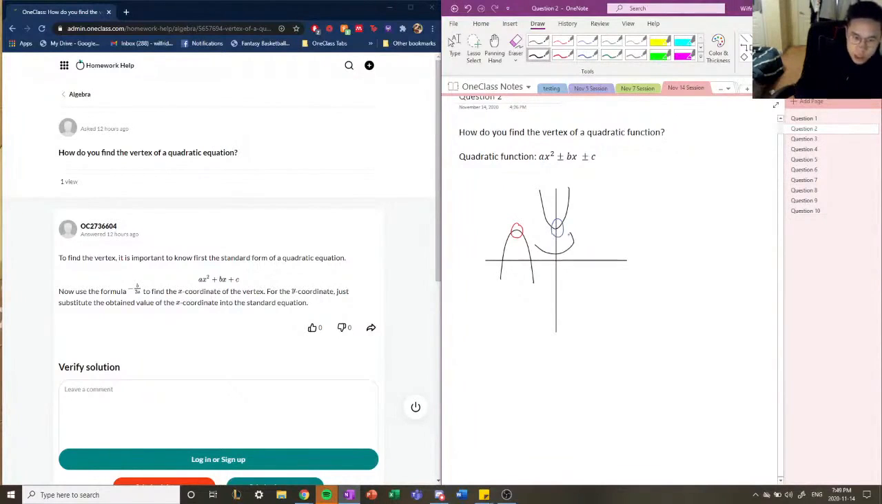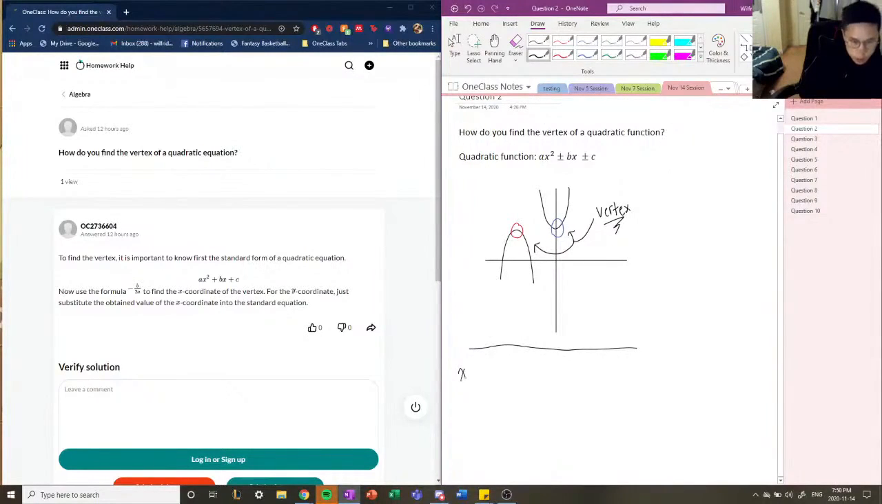So both this and this are vertices. I'm going to write vertex. It can either be the max or the minimum, depending on the orientation of your parabola. Now, there are 2 ways to solve this question. For one, you can graph out your quadratic function and visually find your vertex, or you can use this very simple equation to find the x-coordinate of your vertex, and then you can find your y-coordinate.